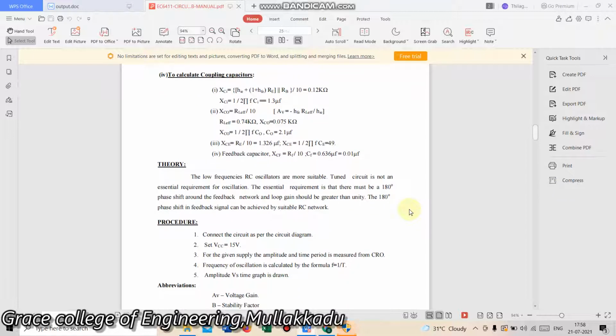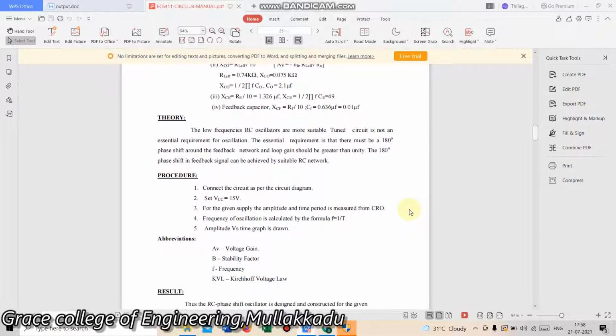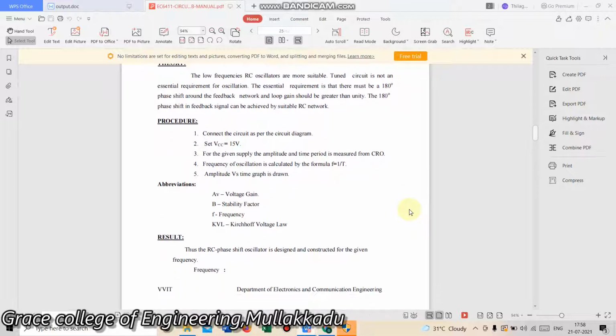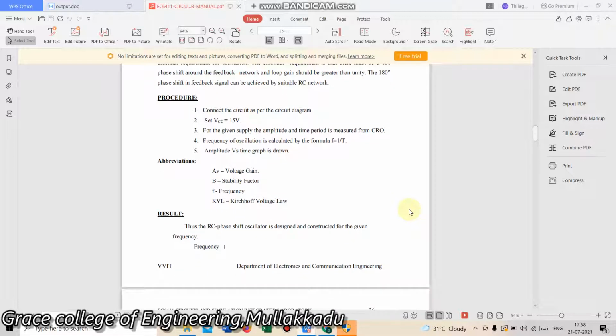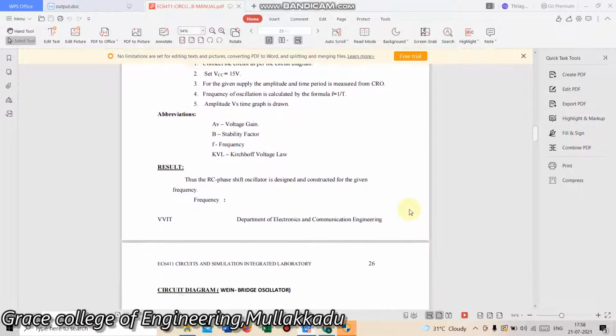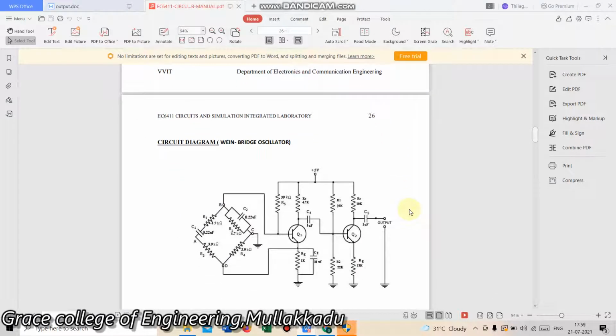Connect the components as per the circuit diagram and give the input voltage, and we can see the output at the CRO, in either Multisim software or live hardware. A sinusoidal waveform is obtained at the output. Next, the Wien bridge oscillator. This is the circuit diagram for the Wien bridge oscillator.